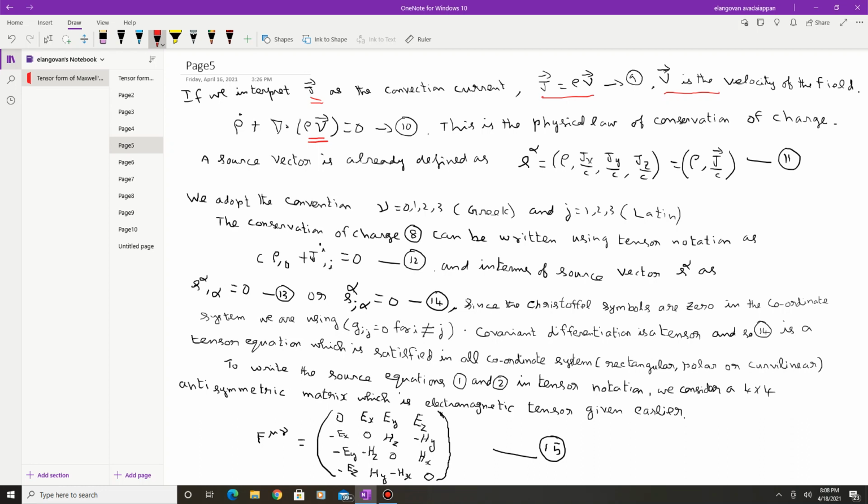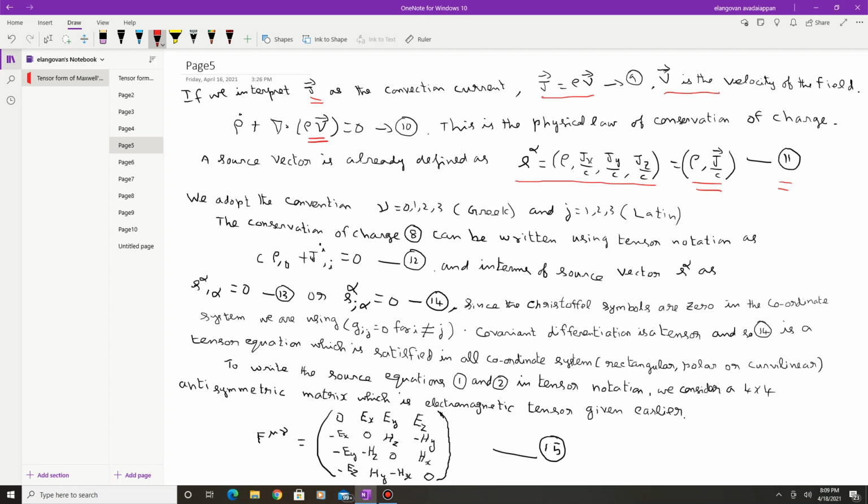We have already defined a source vector S alpha, where alpha runs from 0 to 3. S0 is rho, S1 is the x component of the current density, Jx by C, S2 is Jy by C, and S3 is Jz by C. So this is a 4 vector, called the source 4 vector. This is equation 11, which we have already discussed in our previous lecture.